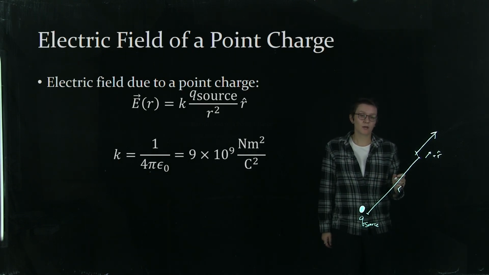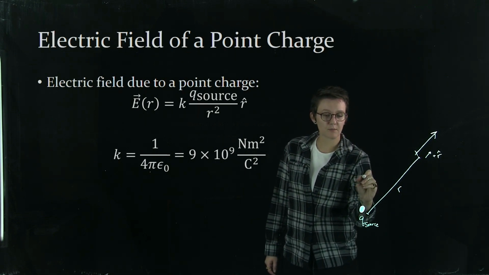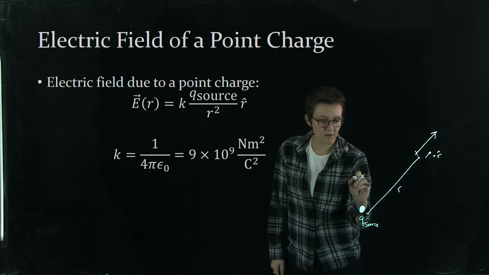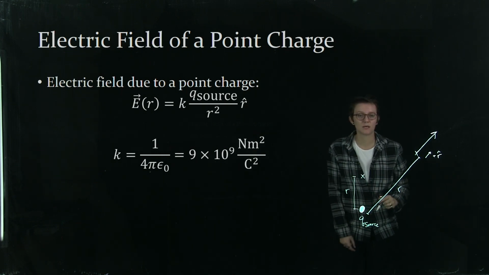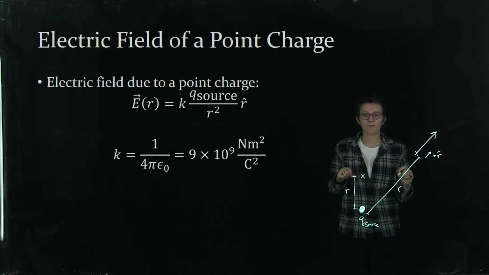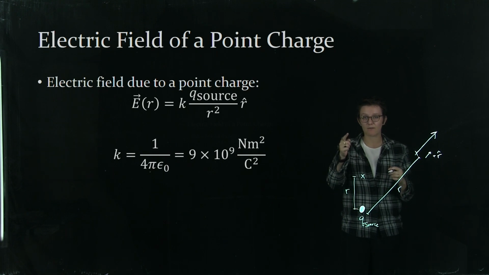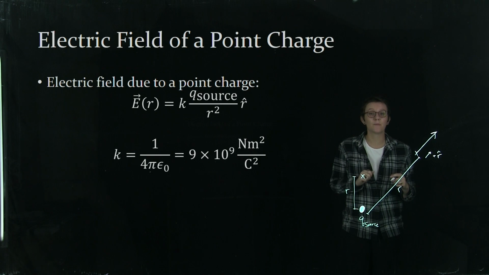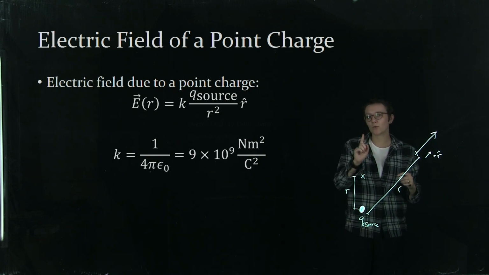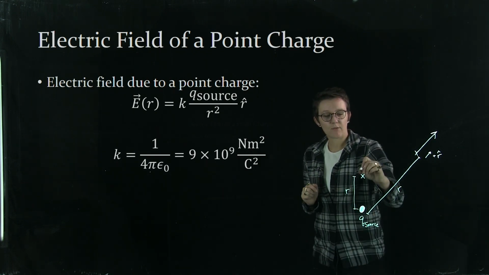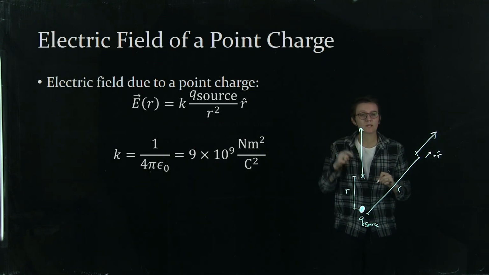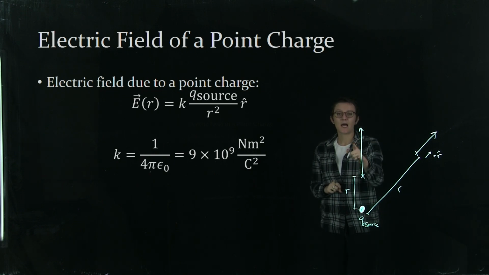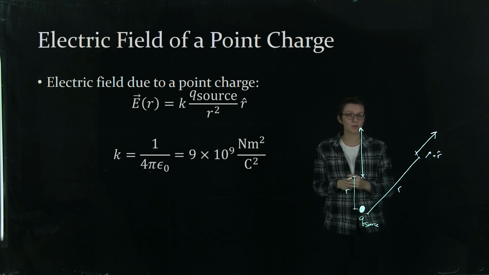Now, if I wanted to, I could think about an even closer position here. From here to here, that's my new r. That r is smaller than the r we had before, so given that I have Q source over r squared, I've got a smaller number in the denominator, and my electric field magnitude should increase, although it's still pointing positively away. So I would draw a bigger vector, something like that, to represent what my electric field would look like at this new closer location.